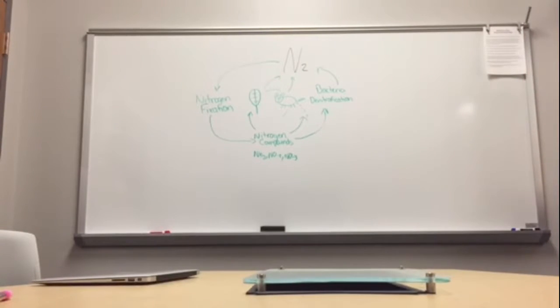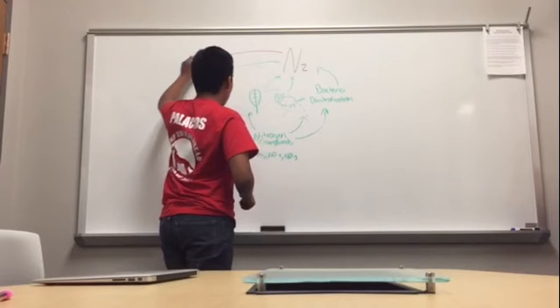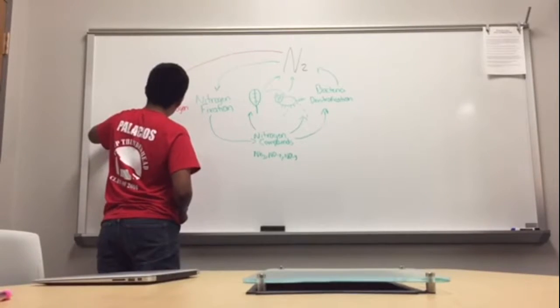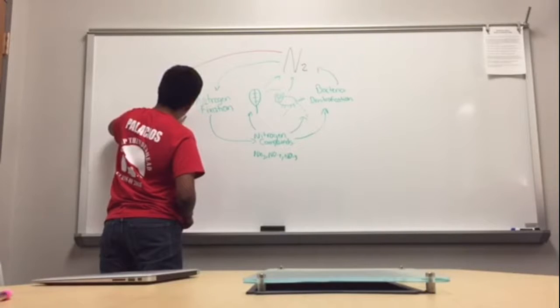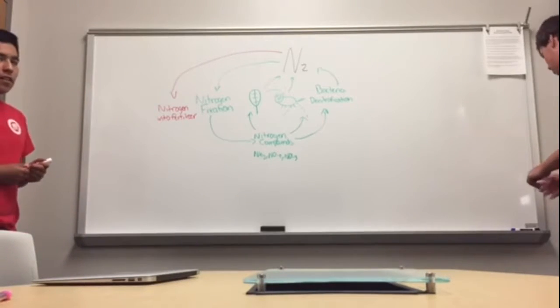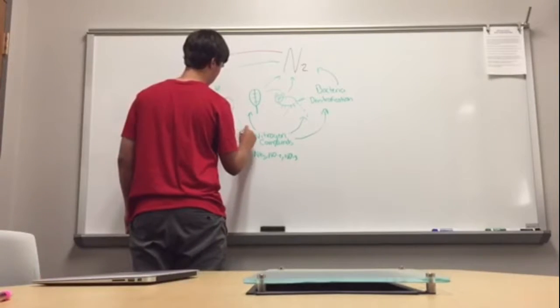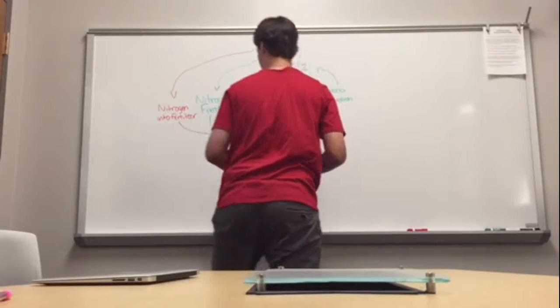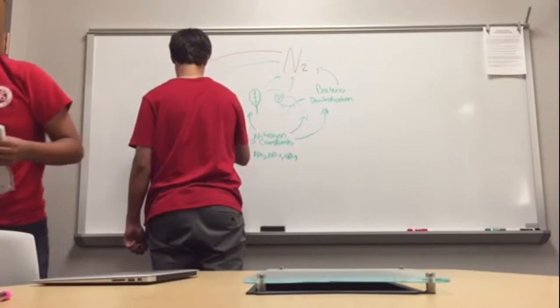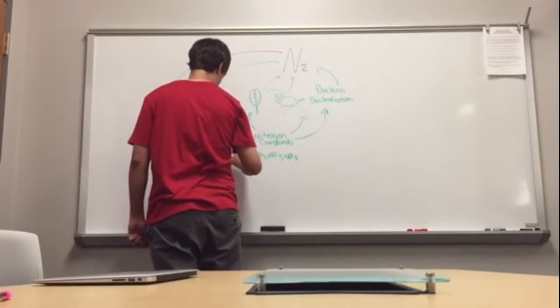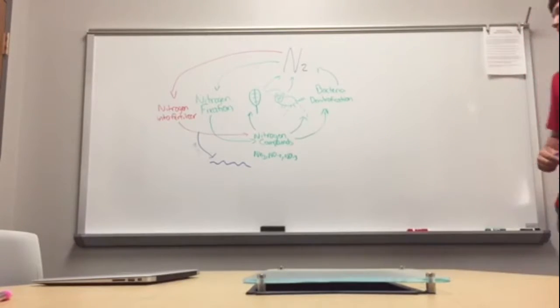And another thing is that us humans, we turn nitrogen into a fertilizer. And the runoff from the fertilizer that we create goes into rivers and oceans, which is actually really bad for our environment. Boo, nitrogen fertilizer runoff, boo.